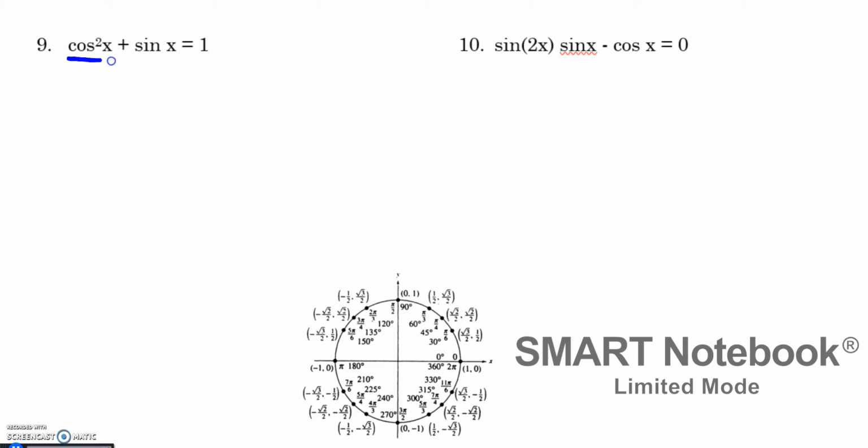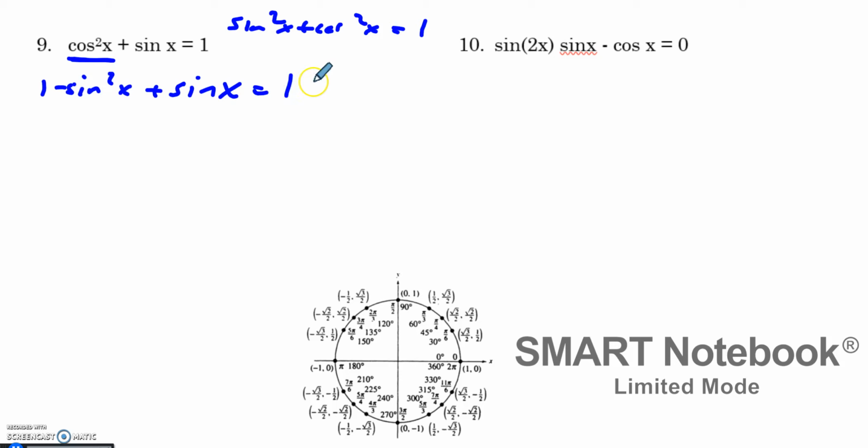Well, because cosine squared reminds me of the Pythagorean identity sine squared x plus cosine squared x equals 1, I know that cosine squared x is really the same as 1 minus sine squared x. And then if I add sine x and set that equal to 1, now everything is in terms of the same trig function. So what I can do is get everything on the same side.